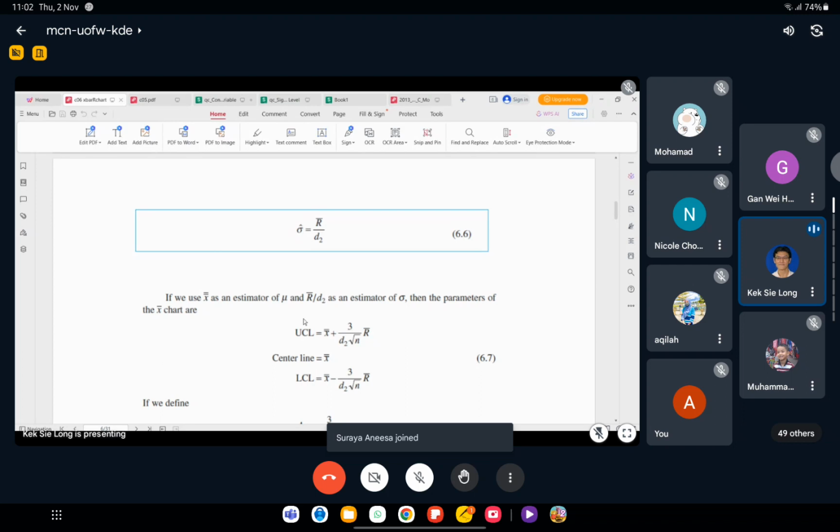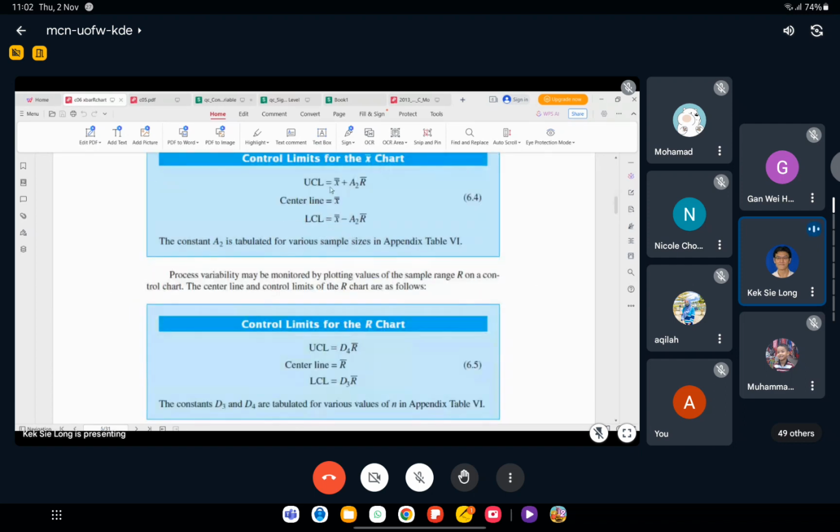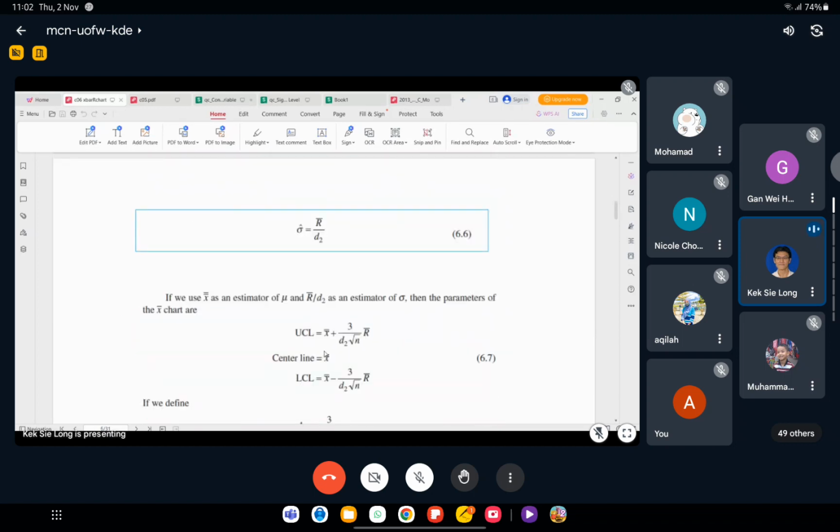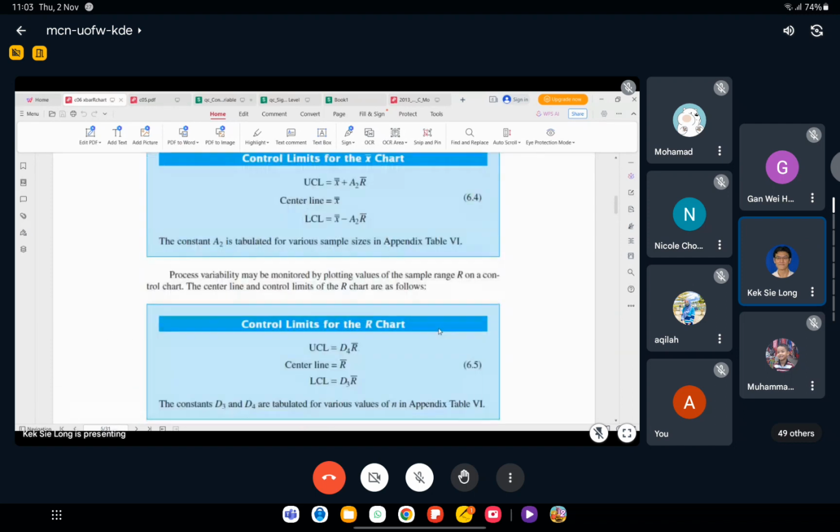Okay, so now we can put them in order. So x bar bar plus minus, refer to 6.4, you see? This is 6.4. But now we can substitute 3 over d2 square root of n. So this one is actually still the same for the 3 sigma level, the 3 sigma level control limit. Yeah, you refer to here.